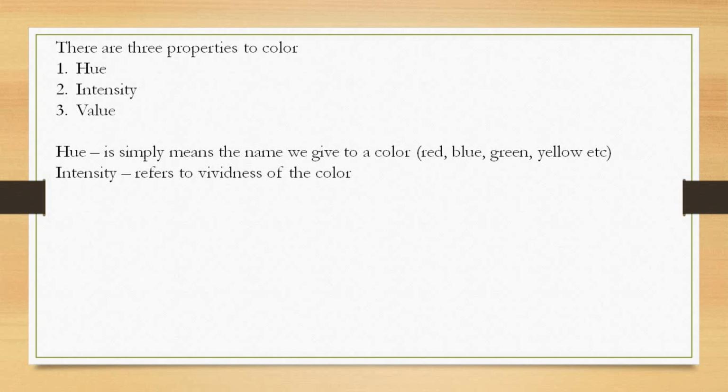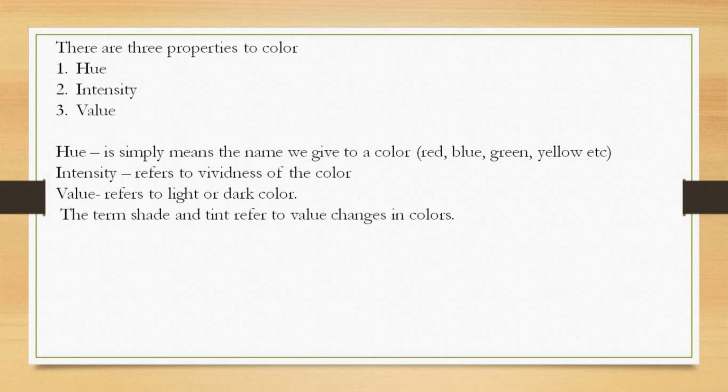Intensity. Intensity refers to the vividness of the color. Brightness of the color is nothing but what you say is intensity. And value refers to light or dark color. The terms shade and tint refer to value change in colors.